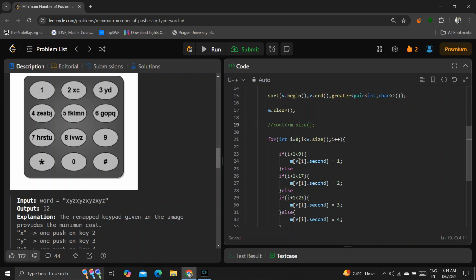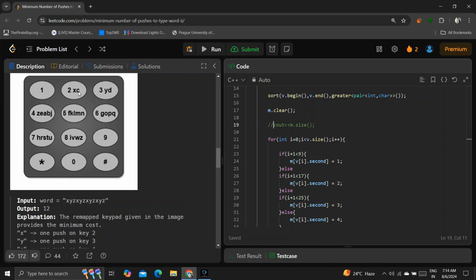Got it? And suppose our characters are greater than 8, then we have mapped one time, now I have to map again. So I will map C here. Suppose C is coming 3 times, so I map it here. So basically for C you have to press 2 times.